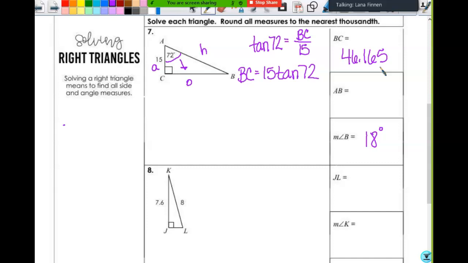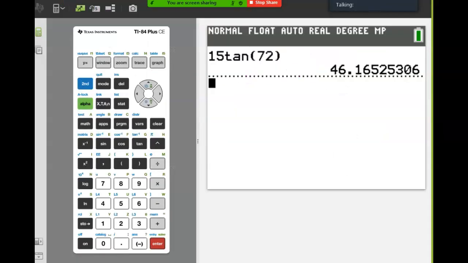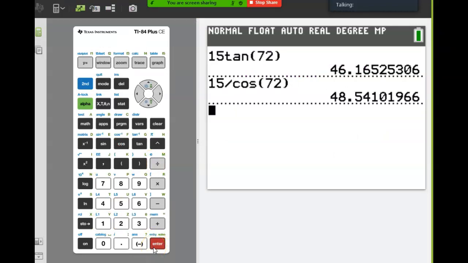in the world would I want to make my life more difficult when I can just use the number that they gave me? So adjacent and hypotenuse is cosine. So the cosine of 72 is 15 over the length of AB. And then these two can just switch places. That's 15 divided by the cosine of 72. 15.541.